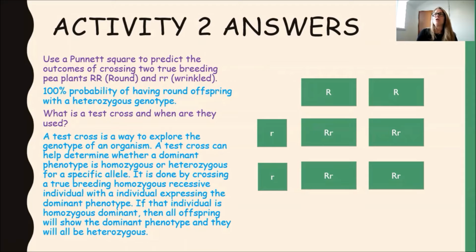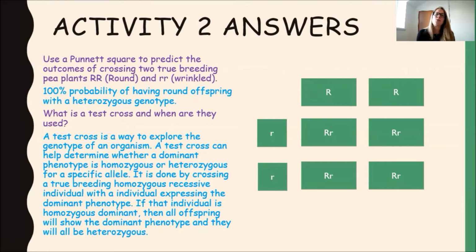What if they produced 100 offspring and all of them had round peas? What would be the probability of the 101st offspring also having round peas? The answer, 100% every single time. So this is a test cross. What is it and why are they used?